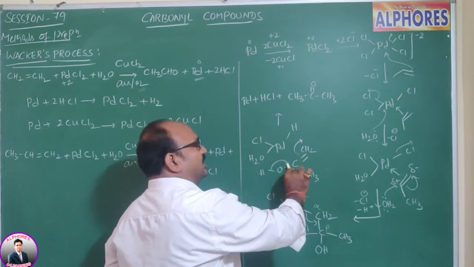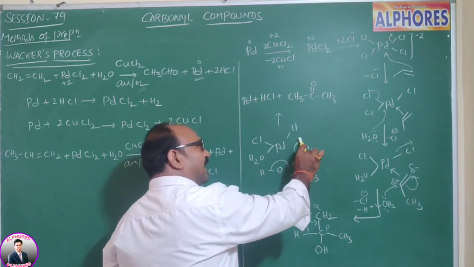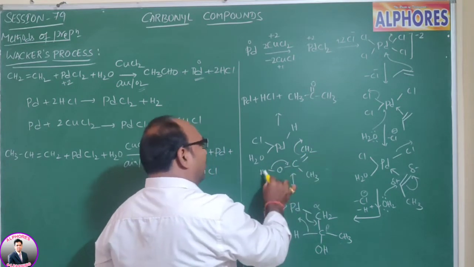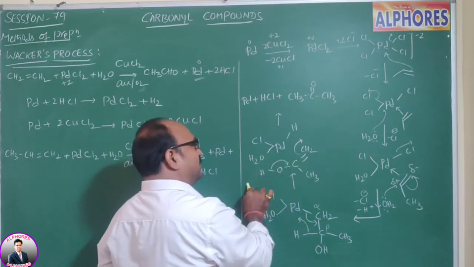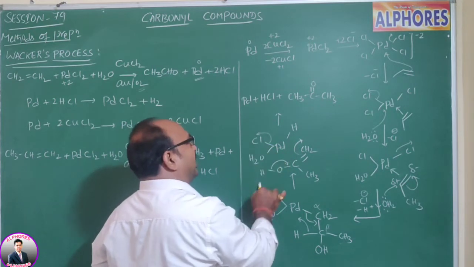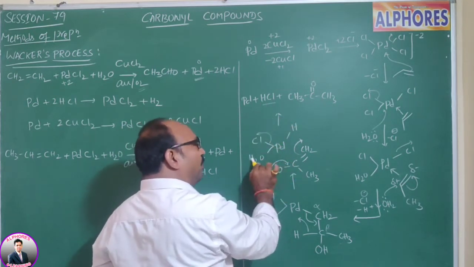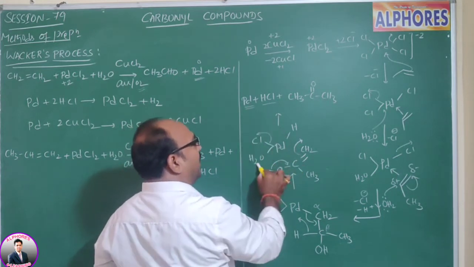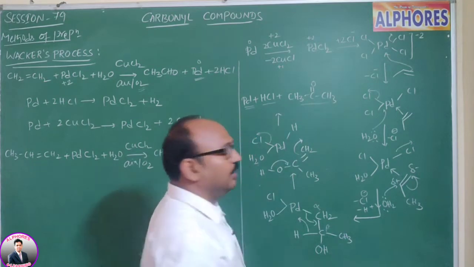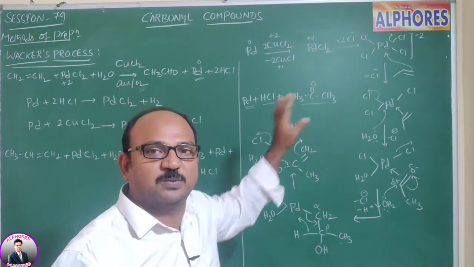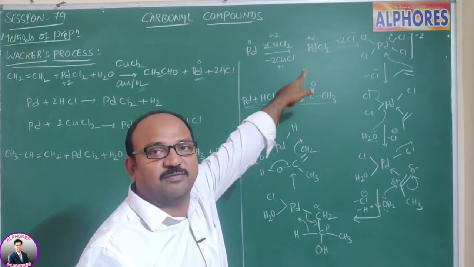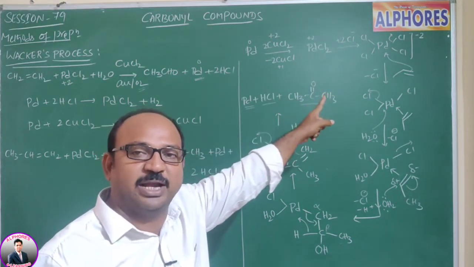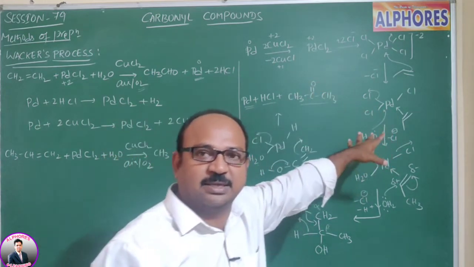Here the O-C bond electrons shift towards this carbon, and these pi electrons shift towards this carbon. This hydrogen will be taken by this carbon, and H plus comes out, and Cl comes out as Cl minus, so it comes out as HCl. The Pd coordinated with water molecules also comes out and remains as Pd, and here you are getting acetone. This is the complete mechanism of Wacker's process. Once again, palladium first converts into PdCl2, further converts into PdCl4 minus 2, now participating in the mechanism.